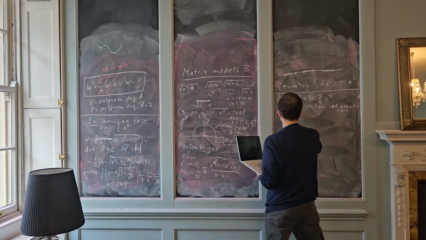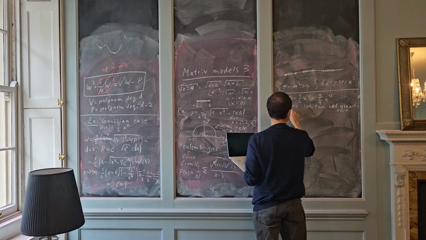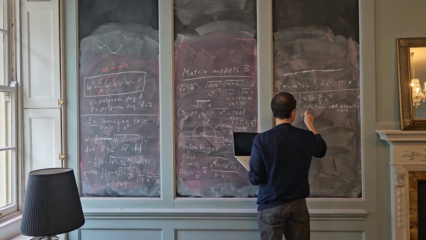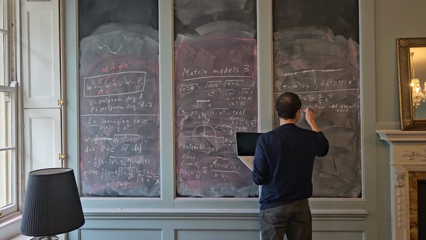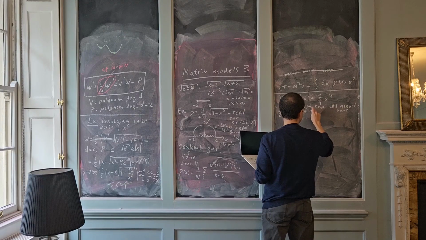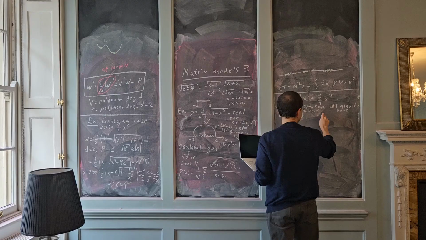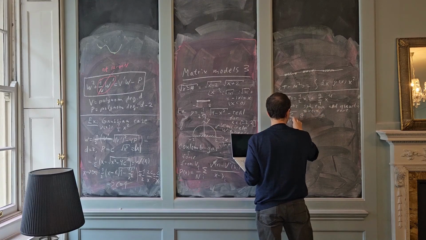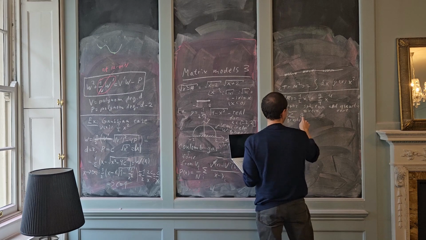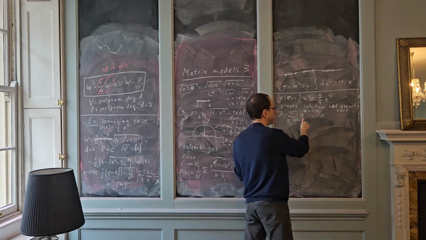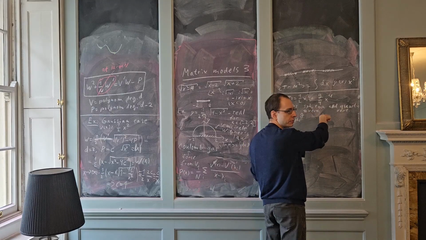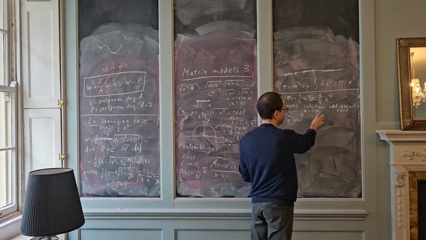So the partition function is equal to the sum over all such graphs of G to the power of the number of vertices. So the coefficient in front of a fixed power of G counts the number of such graphs that have a given number of vertices.